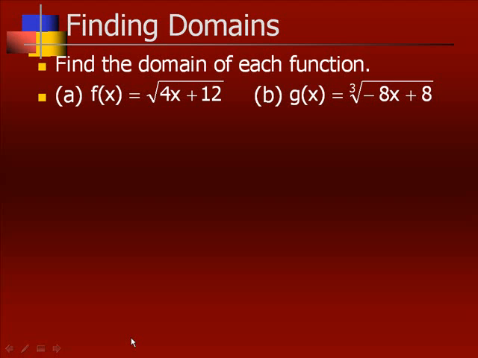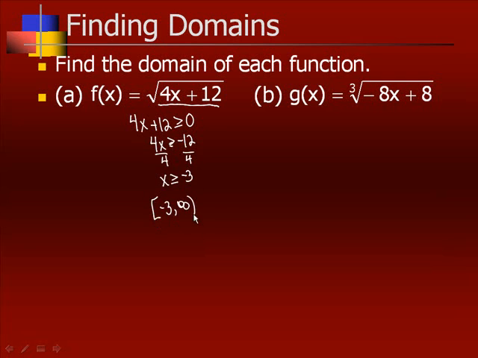Okay, find the domain of each function. If f of x is equal to the square root of 4x plus 12, remember we said the domain of a radical function, the radicand, the part under the square root, cannot be negative. So what we've got is 4x plus 12 has got to be greater than or equal to 0. Solving that, subtract 12 from both sides, divide both sides by 4, and we get x is greater than or equal to negative 3, or interval notation would be from negative 3 to infinity.